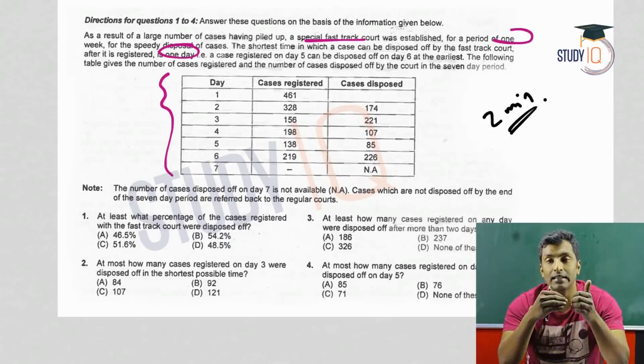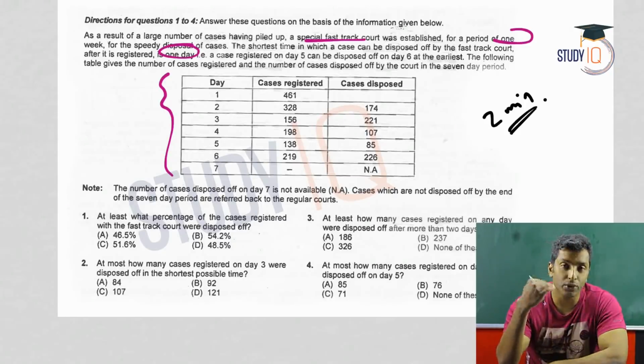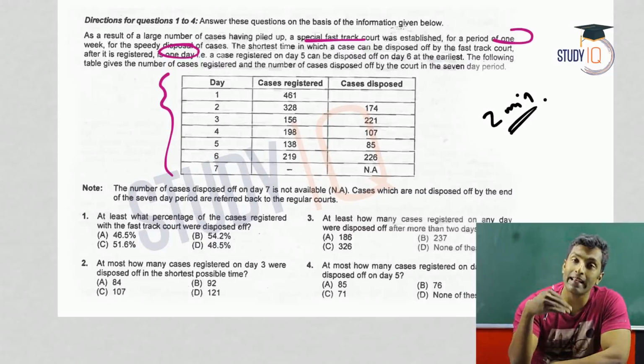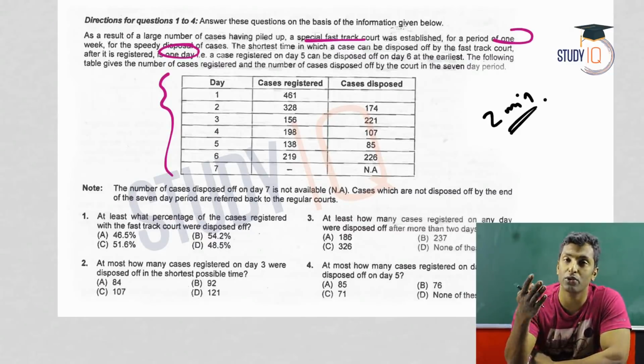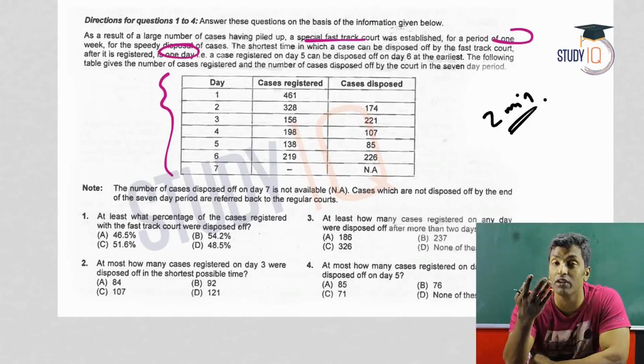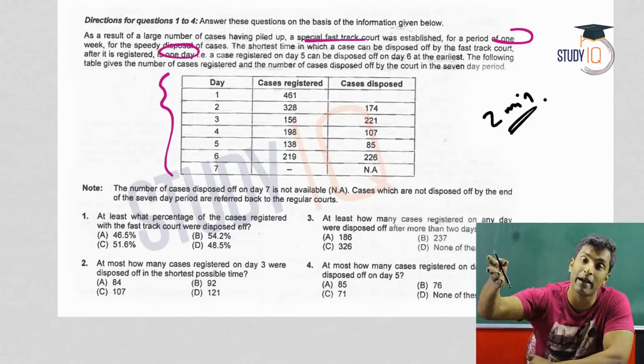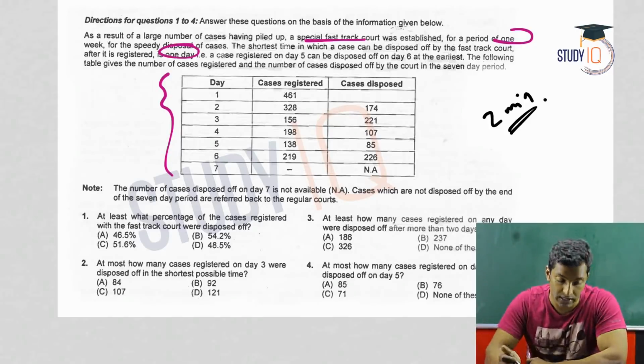If today a case is registered, that means today itself you cannot dispose of. The minimum time period taken is 1 day. So obviously the case will be disposed of at the minimum possible time tomorrow. It can take the next day also, it may take another day also, it may take some other day also, it may not resolve in 7 days also, and it will be referred back to the normal court. That is what we are going to see here, okay?